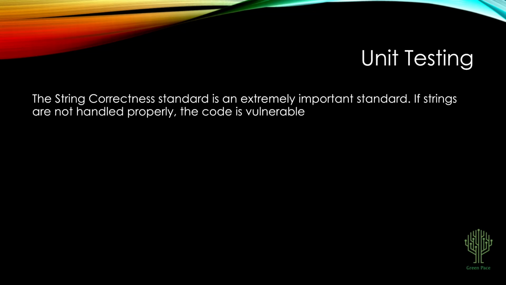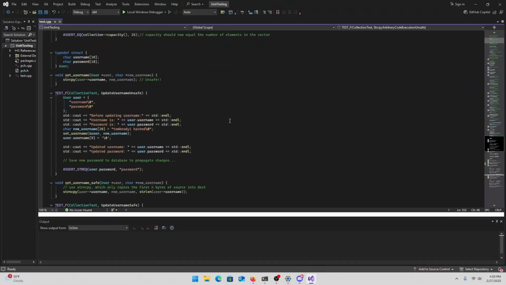Unit testing. We will be testing the string correctness security standard. Here we have an example of updating a user's username using strcpy. The setUsername function takes in a user and a new username, then copies the contents of the new username into the user's username field.